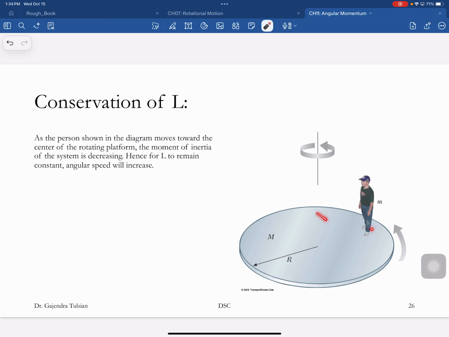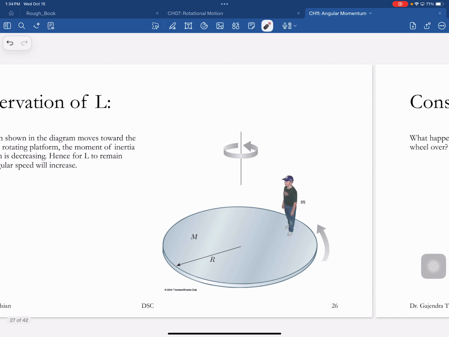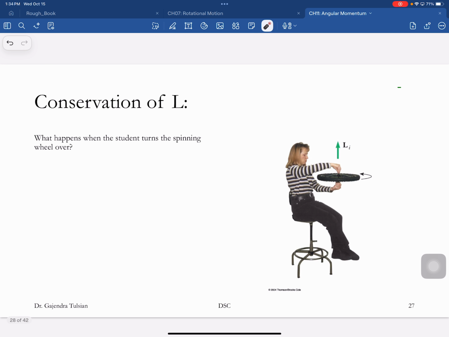All right, so here is this fellow on a merry-go-round. As he walks to the center, the moment of inertia of the system is decreasing and it'll spin faster. So here's a very good demonstration, and again, like I said, angular momentum things are hard to understand. There's no way to guess and predict what will happen.